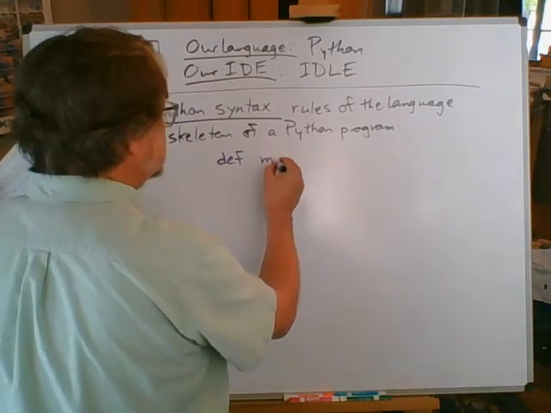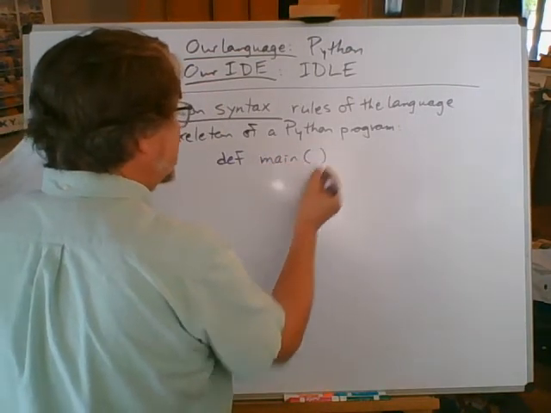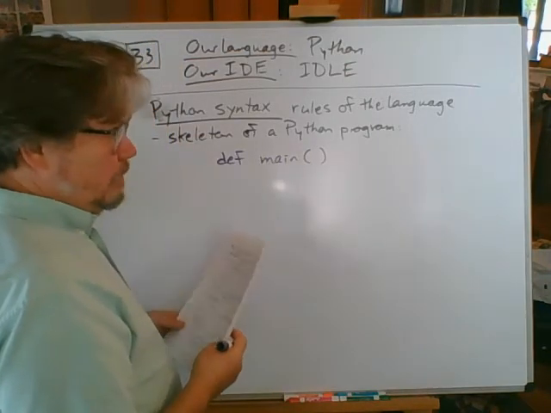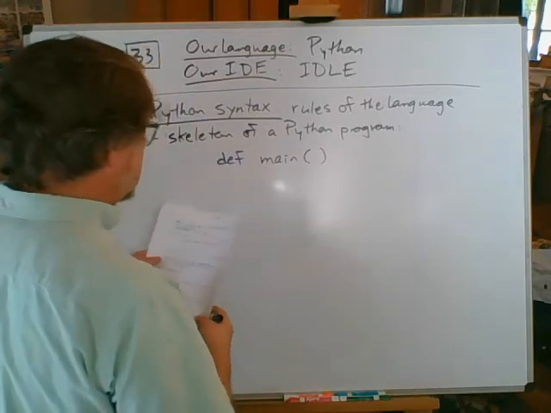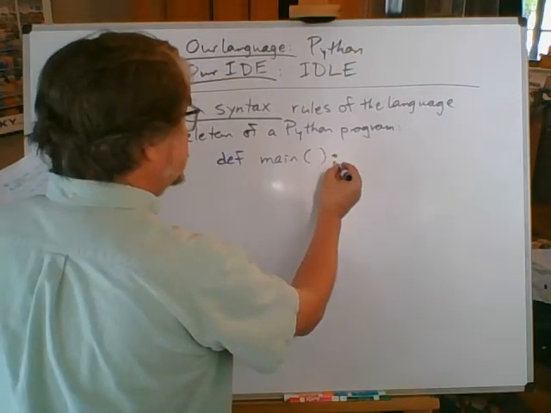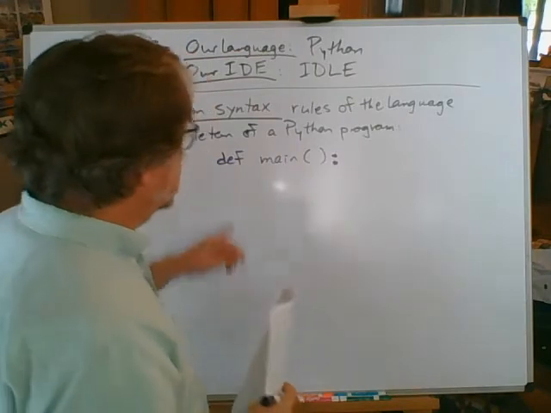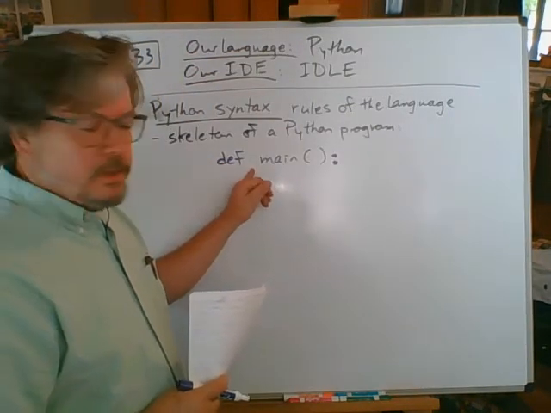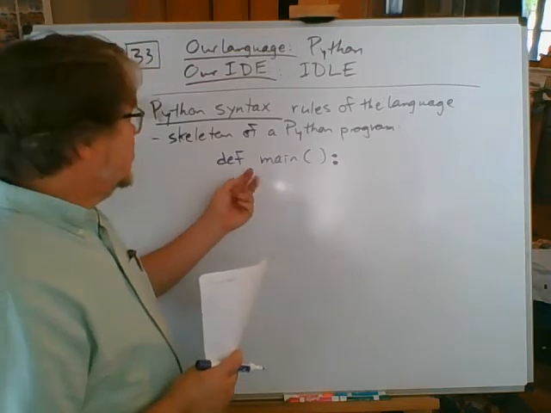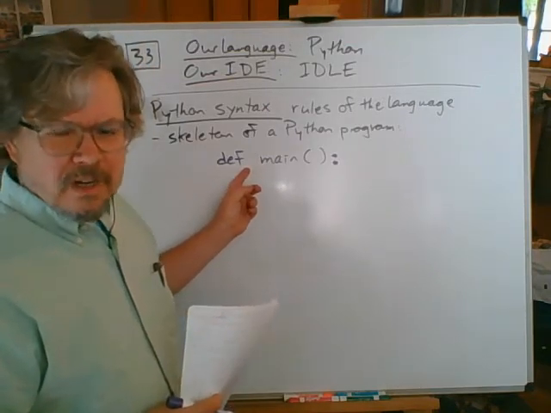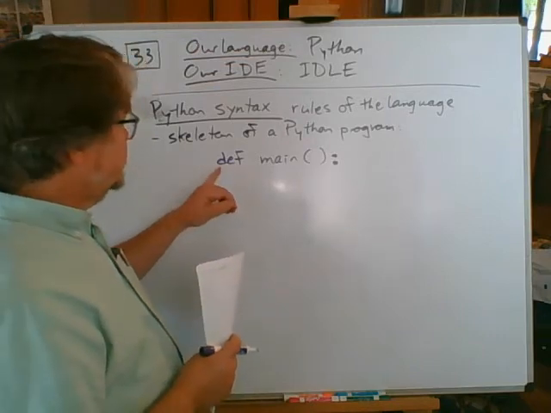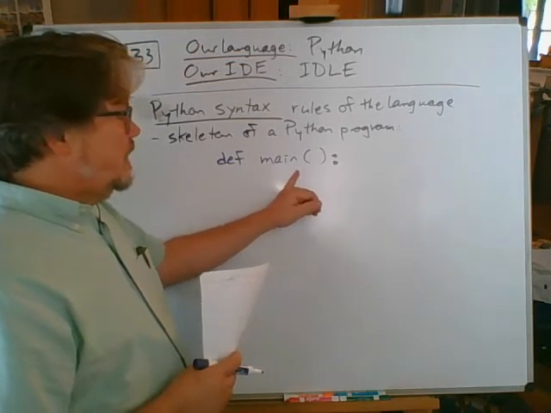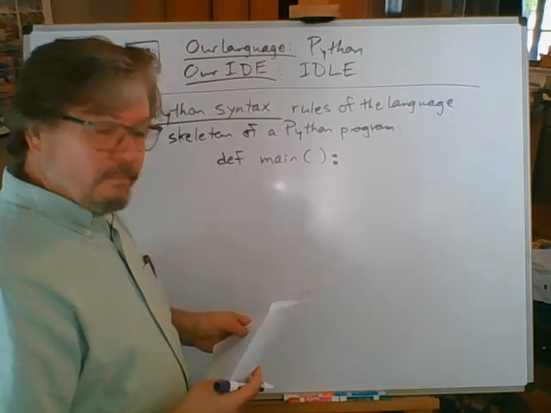Also in all lowercase, main, M-A-I-N, and then it has to have empty parentheses after it for reasons that we probably won't know until close to the end of the whole term. But just take my word for it. We've got to have that, and then we've got to have a colon. So here we go. We've got to have def, at least one space. If you're looking for some place to express your creativity, you could put two spaces here instead of one, and it would still work. So def, space, main, all lowercase, empty parentheses, colon.